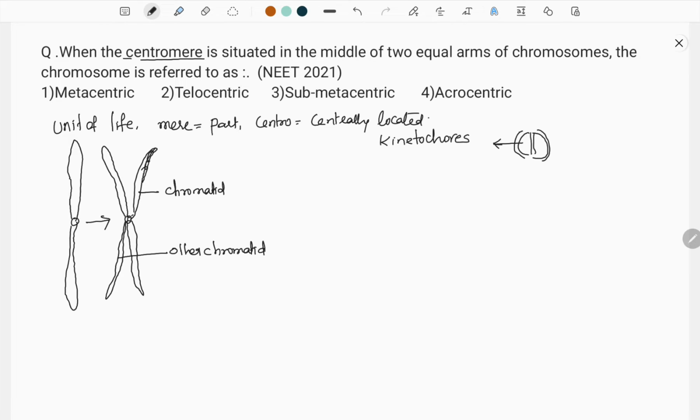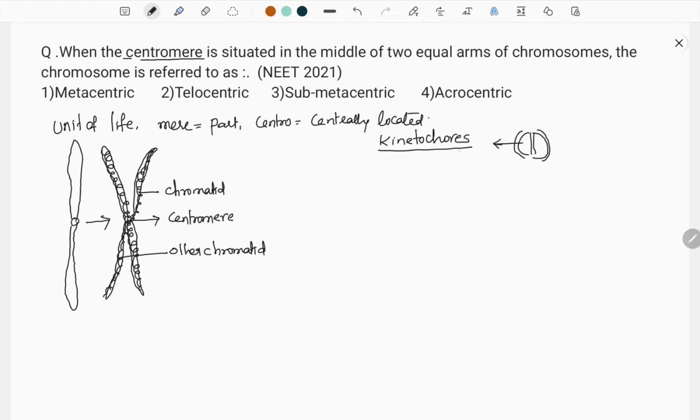One chromatid contains one dsDNA. Let us suppose this contains one dsDNA, and this also contains one dsDNA. So one chromosome contains two dsDNAs. Where these chromatids are constricted, this part is called the centromere. The centromere contains two couple-like structures called kinetochores.